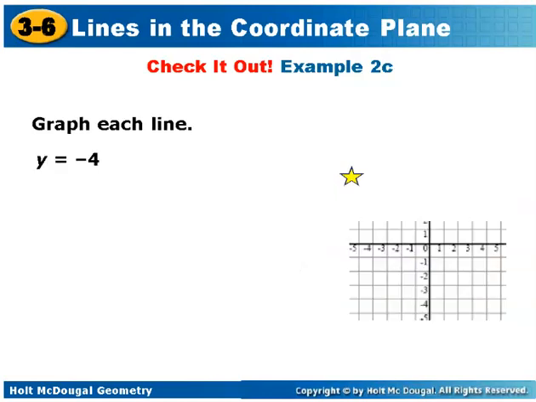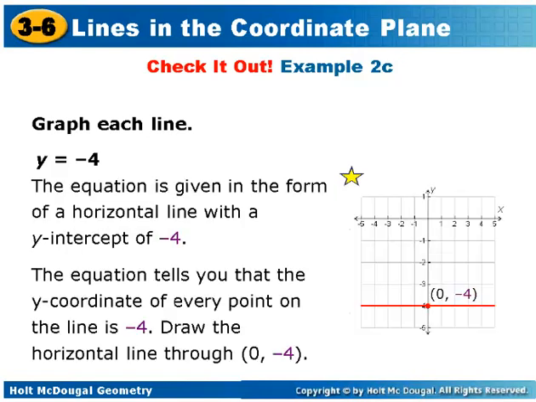One more to graph. So go ahead and pause the video for a quick second, and then we'll come back. Okay, this is the line you should have gotten. Again, it should be a horizontal line at -4.